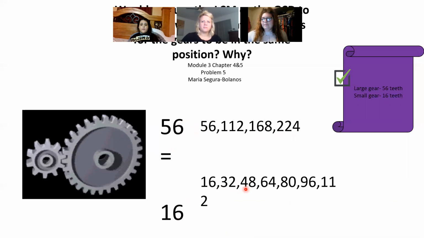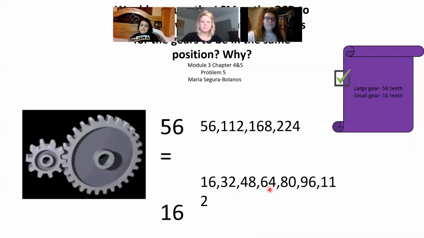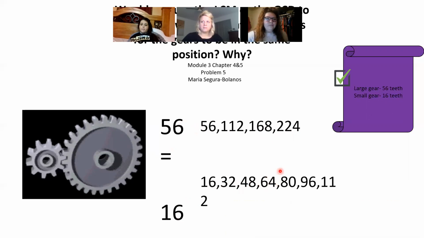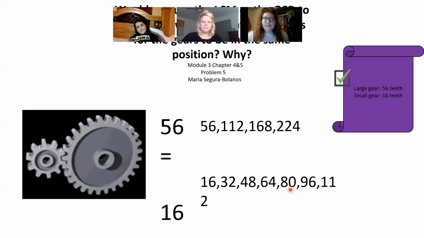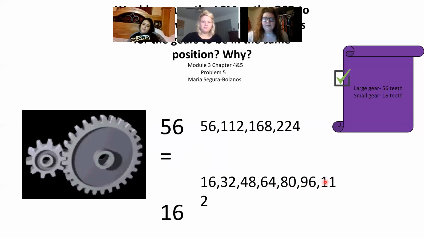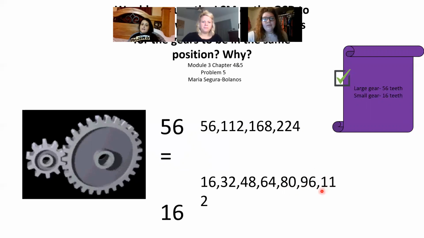32 plus 16 is 48. 48 plus 16 is 64. And then 64 plus 16 is 80. 80 plus 16 is 96. And then finally we get 96 plus 16 equals 112.